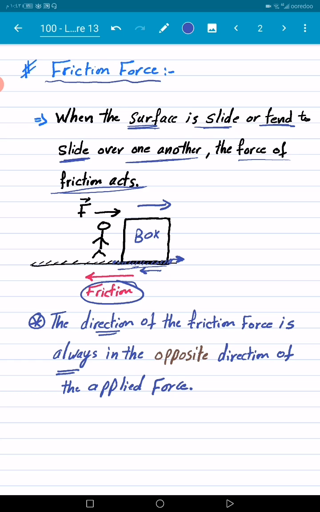And for the friction force, I uploaded for you one document with some exercises and problems, and you can try to solve them. The friction force has a constant. This constant depends on the surface.